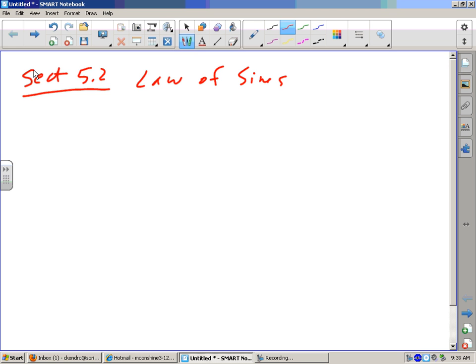Law of sines is useful to find sides of triangles when you don't have a whole lot of information. So when SOHCAHTOA doesn't work, then we jump to the law of sines. And it also works in non-right triangles. So that makes it really handy, because if you don't have a right triangle, then it's all good.